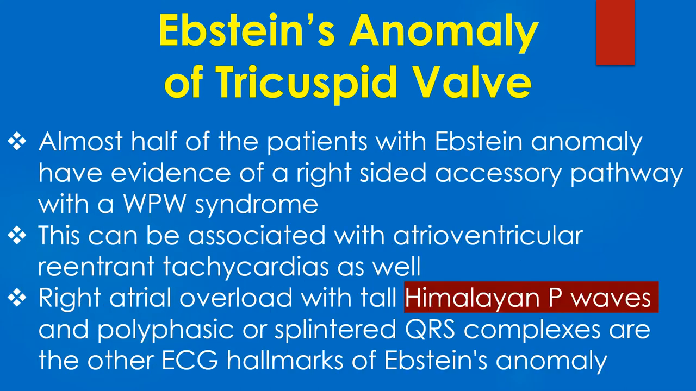Almost half of the patients with Ebstein's anomaly have evidence of a right-sided accessory pathway with a WPW syndrome. This can be associated with atrioventricular reentrant tachycardias as well. Right atrial overload with tall Himalayan P waves and polyphasic or splintered QRS complexes are the other ECG hallmarks of Ebstein's anomaly.